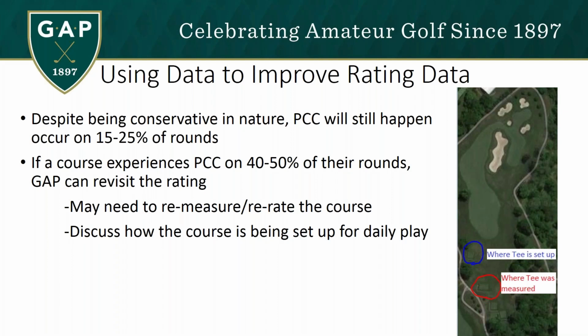So in some cases, we may need to remeasure or re-rate the golf course. Maybe there were some significant changes on the course that changed how it plays, or there were assumptions made in the most recent rating that affect how the rating ended up being. That's one potential reason for us to come out, but probably the more likely one is to discuss how the course is being set up for daily play. And that's where the image on the right comes into play. So let's say when GAP was out rating the course, we were told that the red tee was being played from inside that red circle on the chart. So we measured and rated from that tee.